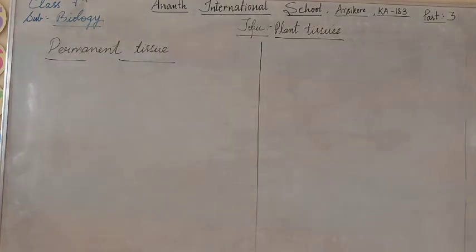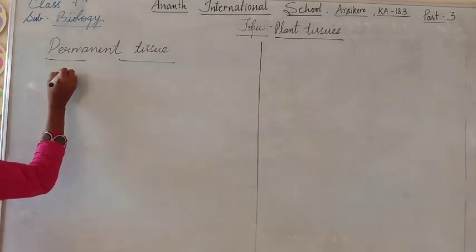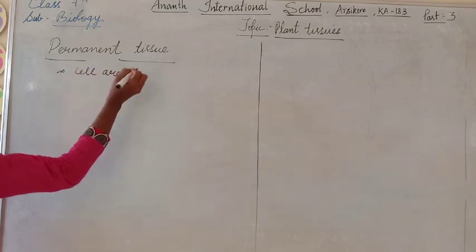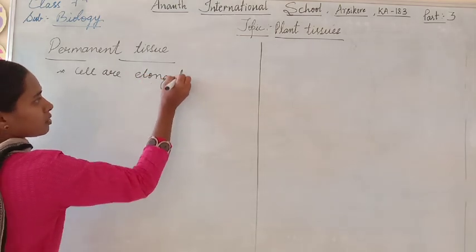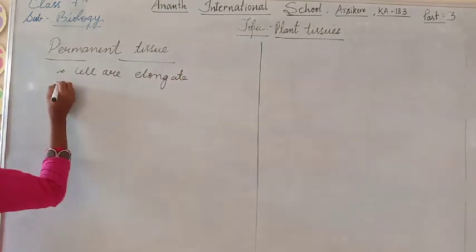So, as we all know, the new cells are formed by the division of meristematic tissue. When these new cells are formed, then growth takes place in these cells. So, how will the growth be? The cells will be elongated. When there is growth in the cells, the size increases, and first the cells elongate.